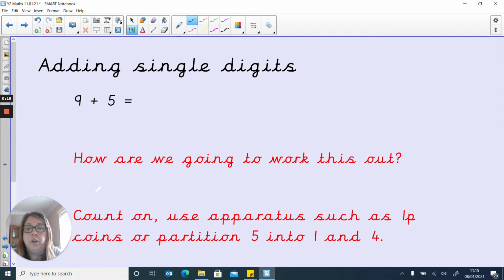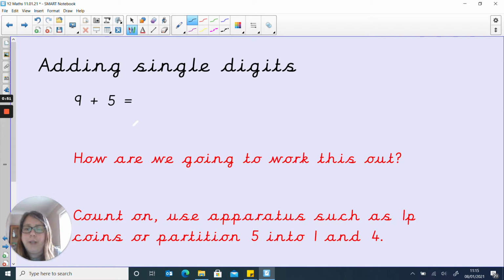So we could start by counting on, by putting 9 in our heads and then counting on with our fingers. We could get some toys in our house, so you might get 9 pieces of Lego or cars or dolls, whatever you want to use in the house, and then add 5 more and work it out. You might understand that 5 is made up of 1 and 4, so you know that 9 and 1 makes 10, so you've already added that and then you add your 4 on. It depends what method works best for you.